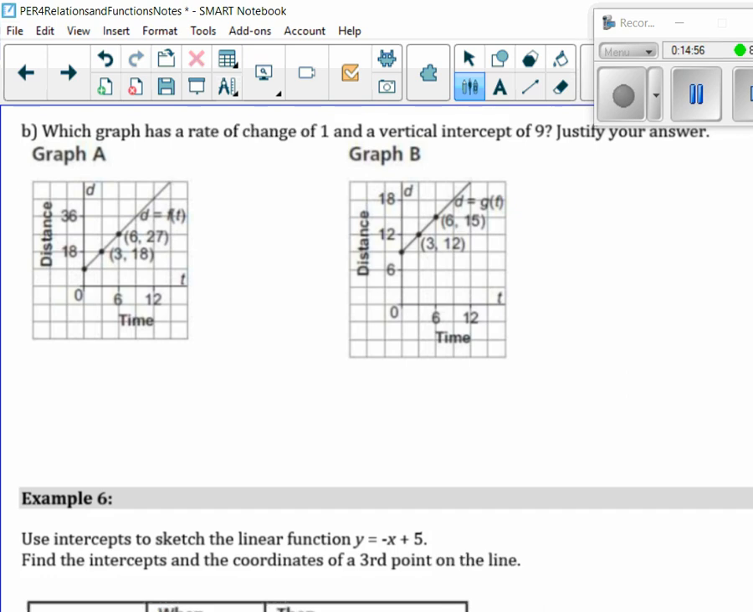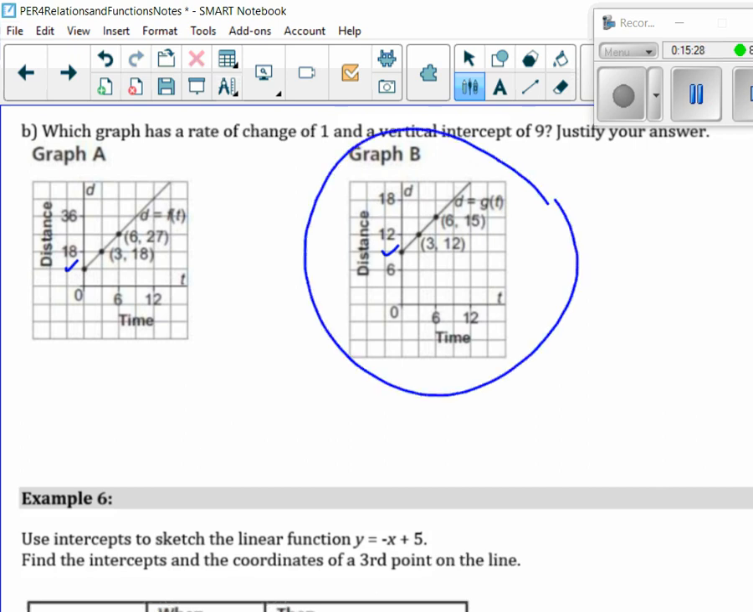Which graph has a rate of change of 1 and a vertical intercept of 9? Do they both have a vertical intercept of 9? Yeah, so that's not how we're going to tell. They both have 9 as their vertical intercept. So now you have to figure out which one has the rate of change of 1. It's actually B as well.